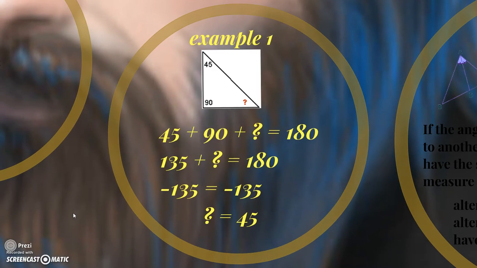Okay, for this problem, we're supposed to find the missing angle. So we plug the other angles into the equation that equals 180. In order to do that, we add both of the angles together to get 135. Then you subtract 135 from 180 and you get 45. And 45 is that missing angle.